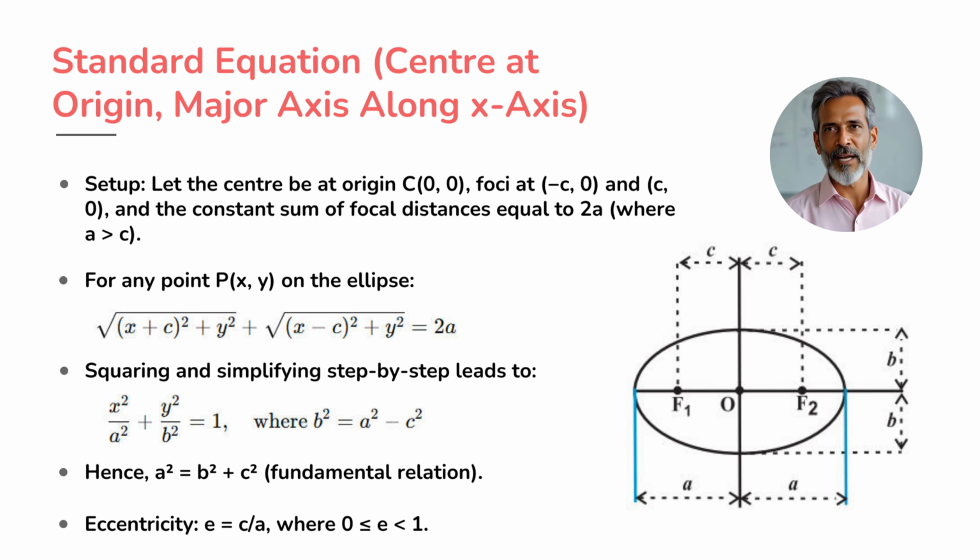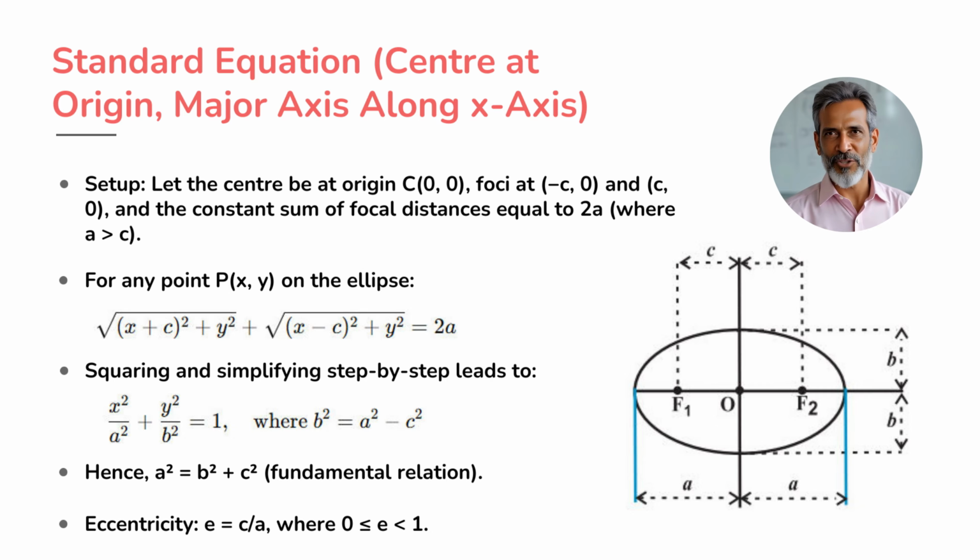Alright, let's bring the ellipse into our coordinate plane. Imagine the ellipse is perfectly centered at the origin. That's point (0, 0). Place the foci at coordinates (-c, 0) and (c, 0). Now for any point P(x, y) on the ellipse, the sum of its distances from both foci is constant. Square root of ((x + c) squared + y squared) plus square root of ((x - c) squared + y squared) equals 2a.